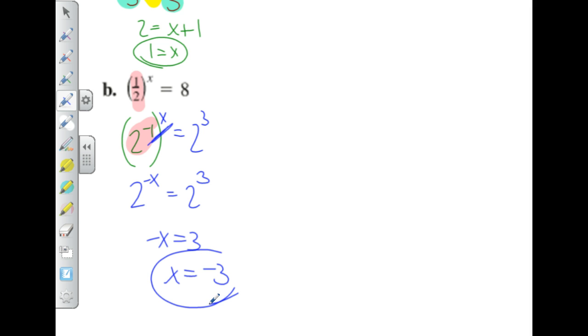You can actually go back and type this into your calculator and punch this in. 1/2 to the -3 better be 8 because the negative does the reciprocal of it, and we know 2 cubed to be 8, so that actually does check.